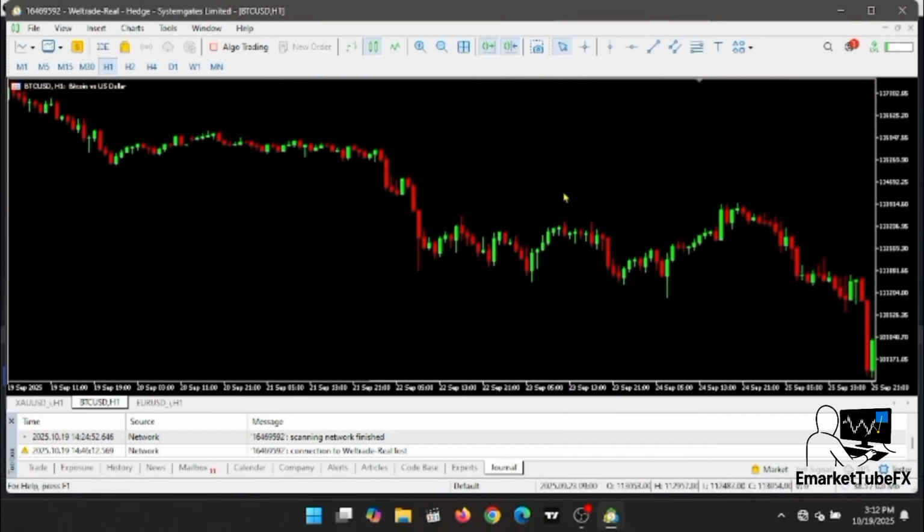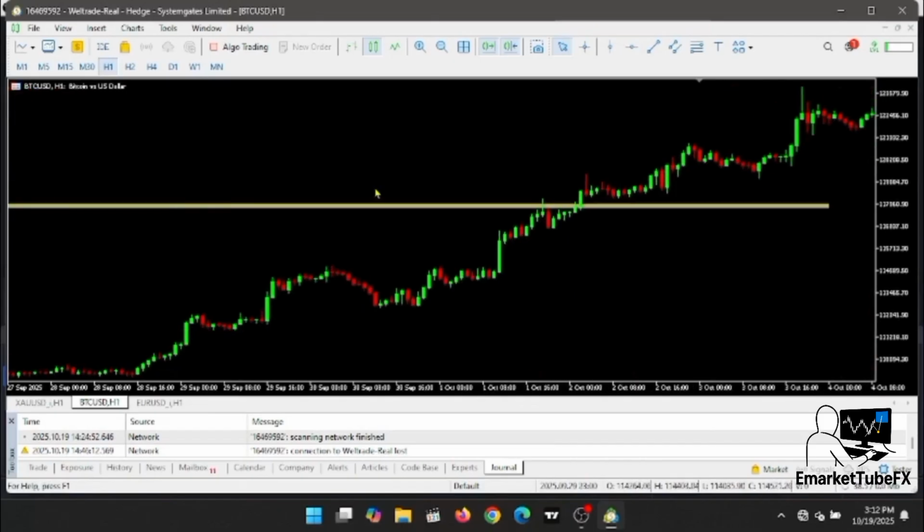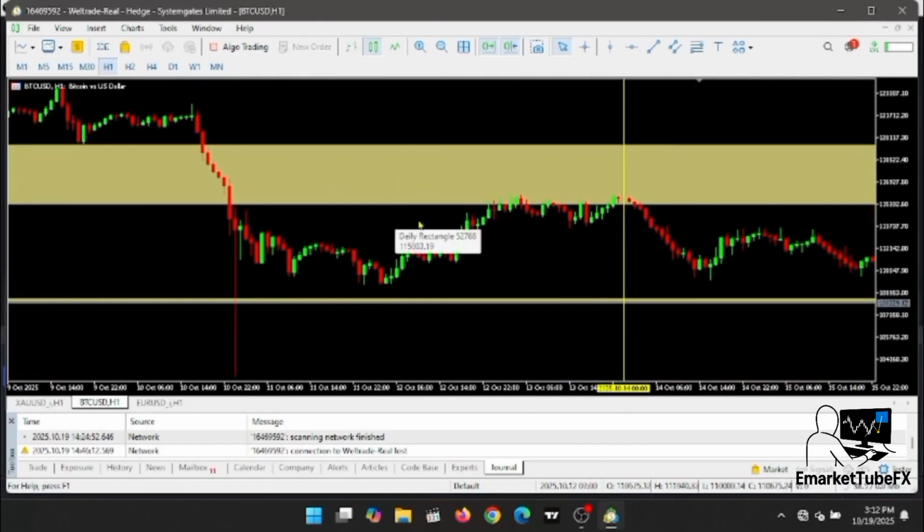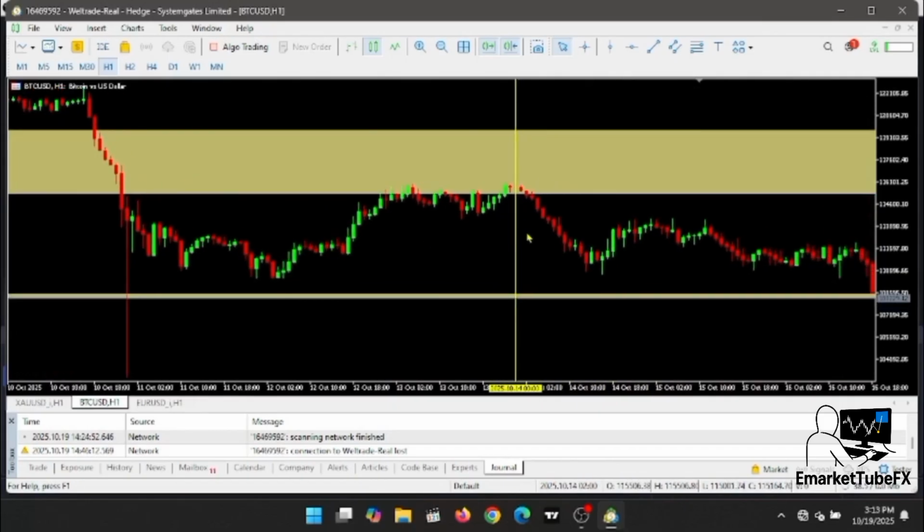So that is what I want you guys to take note of. Remember, you are with E-marketTubeFX and you are with your trader Henry Ampemdaku. So now, as you can see, we are still on the 1-hour time frame. We have this candlestick here. Now let's go to the 30 minutes time frame. Then you see we are still on the top down analysis.